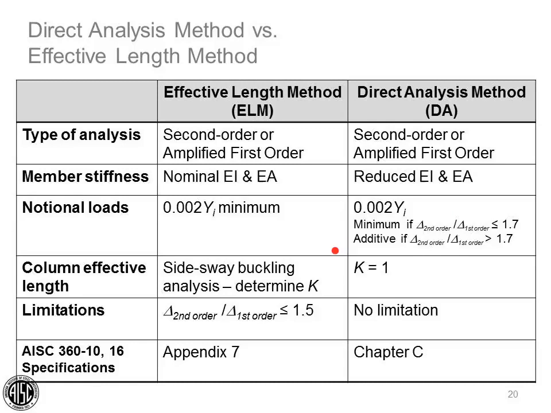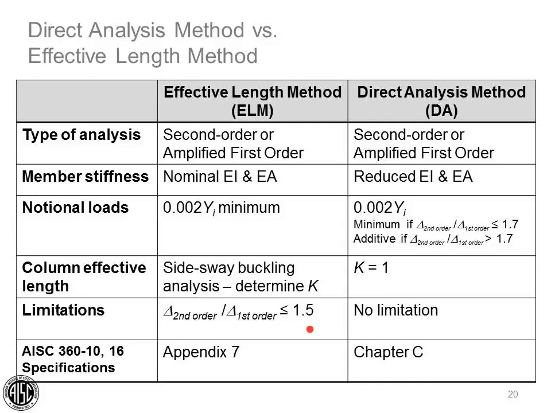Column effective length. For the effective length method, K-factors must be used for sway frames. Later on, I'll point out some of the difficulties in determining the correct K-factors. A nice benefit of using the direct analysis method is that K is always equal to 1 in the direct analysis method. No more K-factors to worry about, even for sway frames.